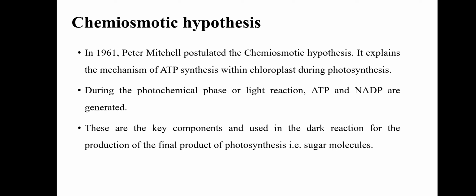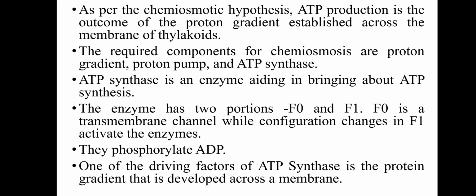Then chemiosmotic hypothesis. Peter Mitchell postulated the chemiosmotic hypothesis, which explains the mechanism of ATP synthesis within chloroplast during photosynthesis. During photochemical phase or light reaction, ATP and NADPH are generated. These are key components and used in dark reaction for the production of final product of photosynthesis, that is sugar molecule. As per the chemiosmotic hypothesis, ATP production is the outcome of proton gradient which is established across the membrane of thylakoid.